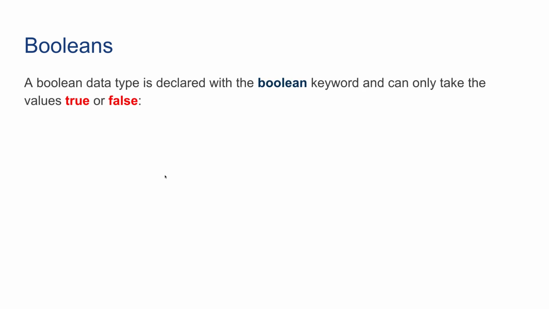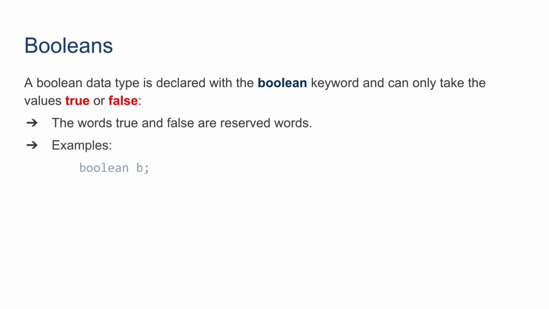Now let's talk about the Boolean data type. A Boolean data type is declared with the boolean keyword and can only take the value true or false. The words true and false are reserved words, which means that they cannot be used as identifiers.